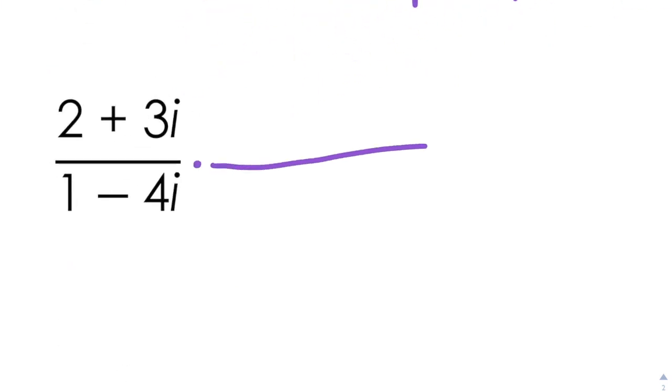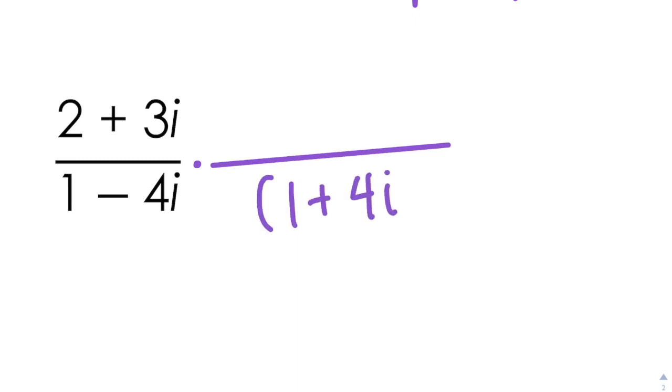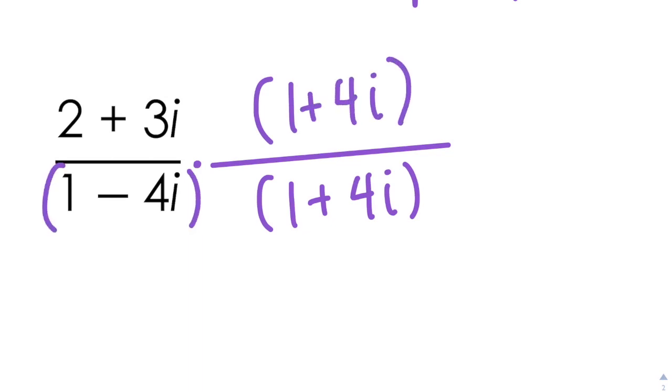I'm going to multiply by 1 plus 4i on the bottom and on the top, and that will get rid of my i. Because remember, i is just saying the square root of -1, and you can't have radicals in the denominator. So 1 times 1 is 1. 1 times 4i is 4i.